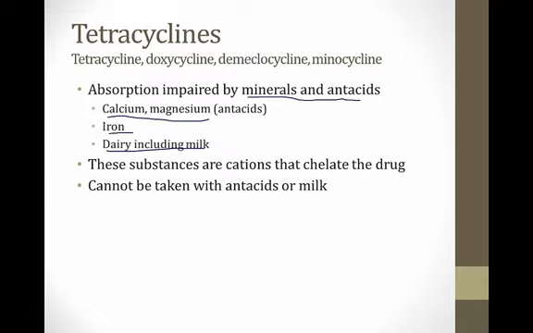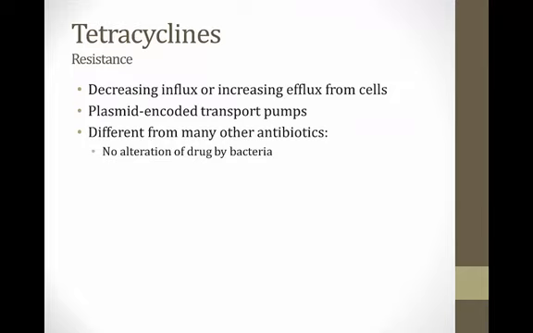And the reason is because these substances are cations and they chelate the drug and prevent it from being absorbed. So you're not supposed to take these antibiotics with antacids or milk for this reason. The way bacteria become resistant to tetracycline is unique. Bacteria develop methods to decrease the influx or increase the efflux of the antibiotics from cells, and they do this through plasmid-encoded transport pumps. So this is different from many other antibiotics.